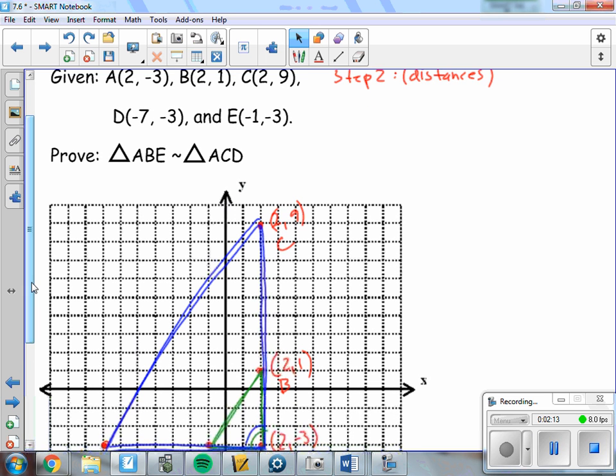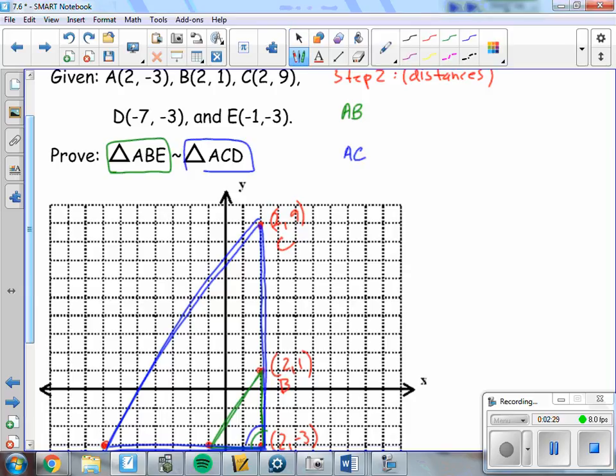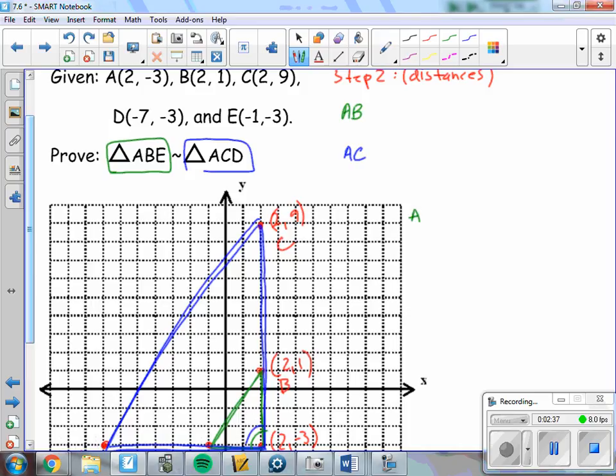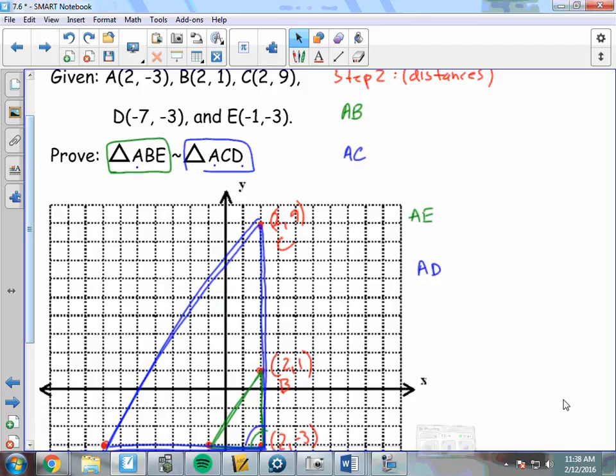So distances, so I'm going to write down the distance I'm trying to find. So it's AB and AC. So I'll label it. So AB is the side in this triangle, the green one. And then I want to see if it corresponds to AC in the same way that AE in the green triangle corresponds to, if you look at the name, AE corresponds to AD. So I'm going to find these four distances, and I'm going to see if the ratios are the same.